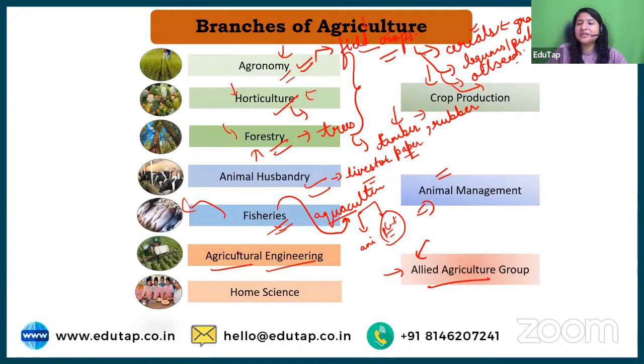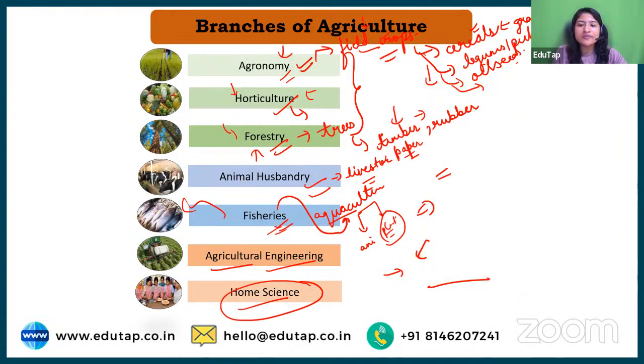Because any work done by machinery will be done in a systematic way. Manually also things are done, but of course they take more time and are less precise also. So agricultural engineering is your allied agriculture group, and along with that home science also. Home science deals with all the produce that you get from agriculture, how you can actually get the maximum nutrient out of it. So this is about home science.